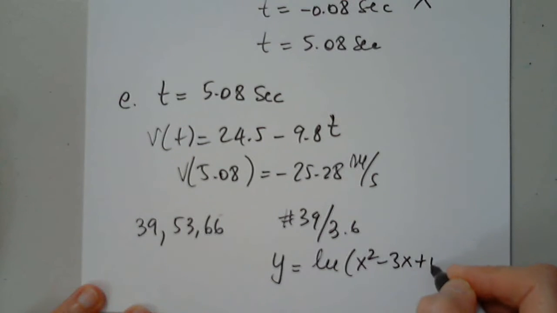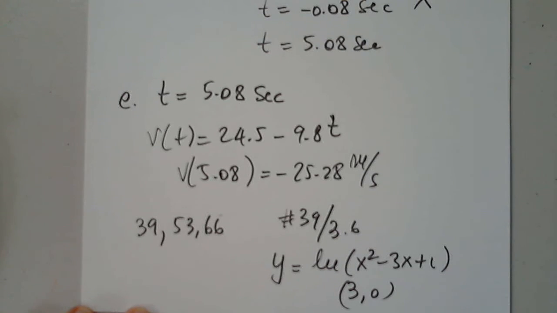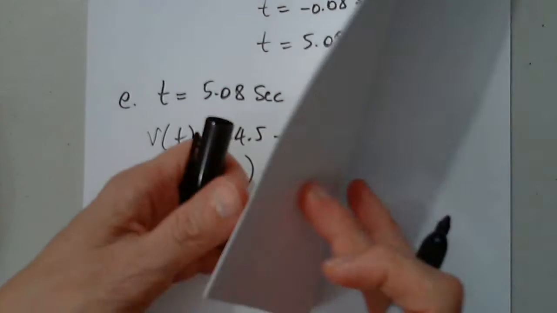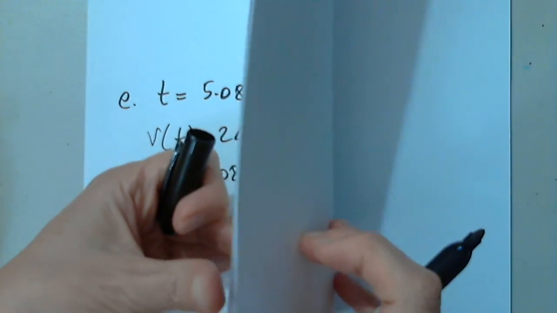x squared minus 3x plus 1, and the given point is 3 comma 0. Is that true? 9 minus 9 is 0. Natural log, yes, it's 0. Correct. So they want us to find the equation of the tangent line to the curve at a given point.